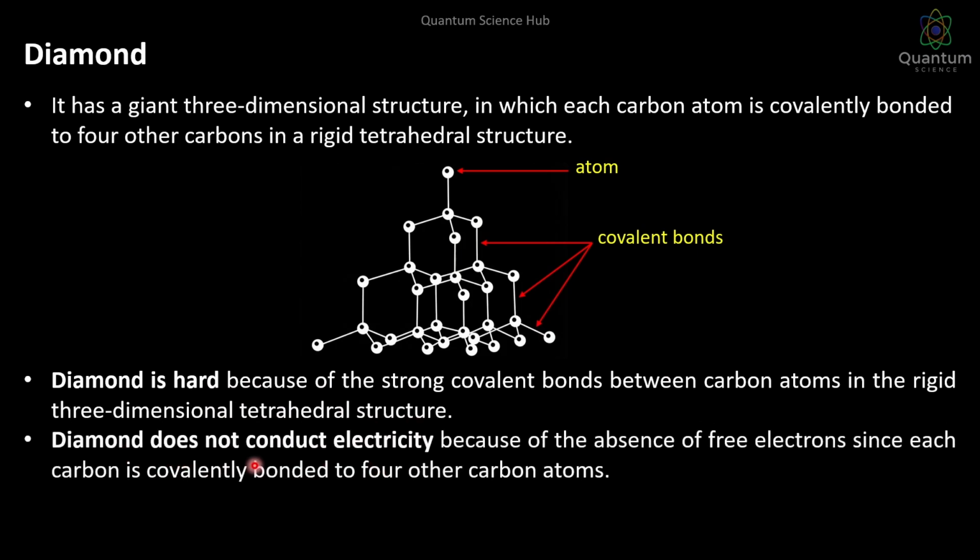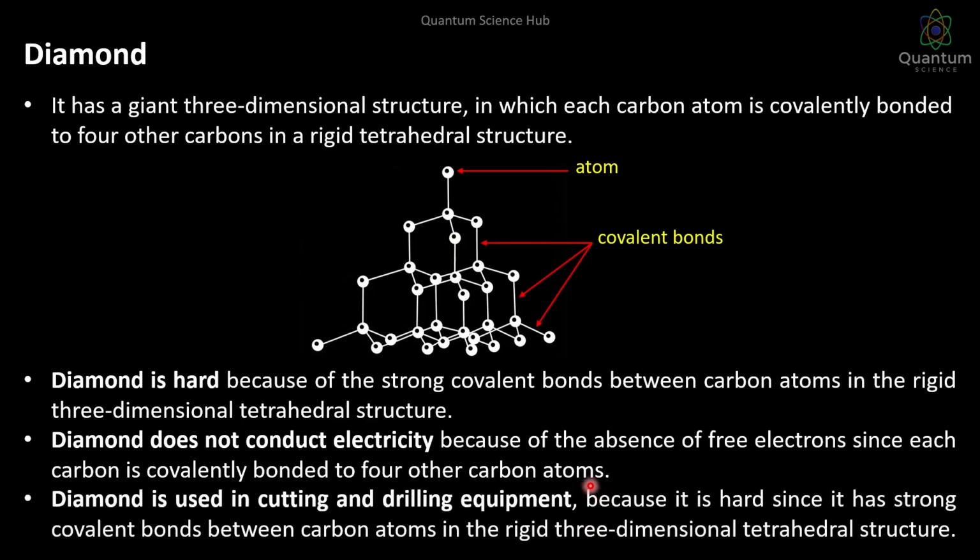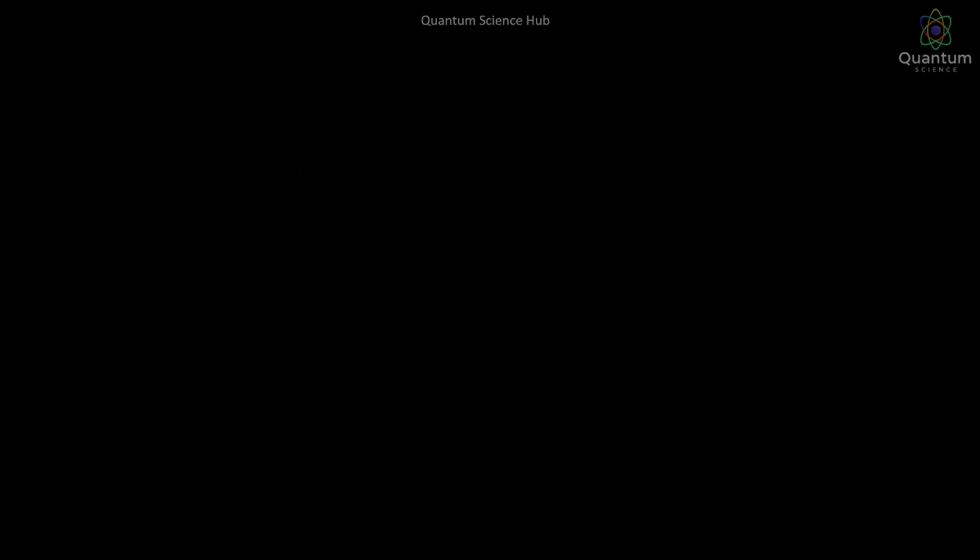Diamond does not conduct electricity because of the absence of free electrons, since each carbon is covalently bonded to 4 other carbon atoms. Diamond is used in cutting and drilling equipment because it is hard, since it has strong covalent bonds between carbon atoms in the rigid three-dimensional tetrahedral structure. Now let's see the structure of graphite.